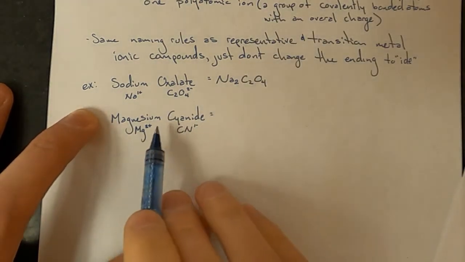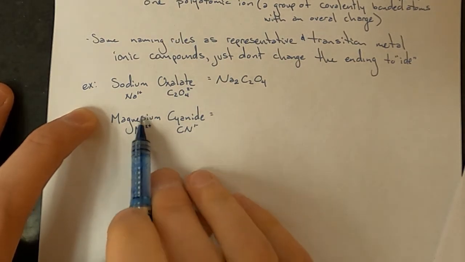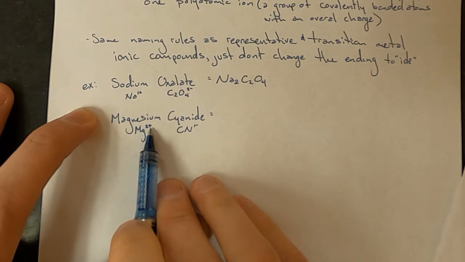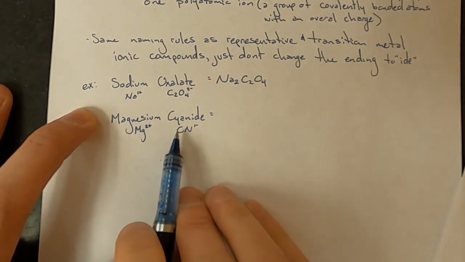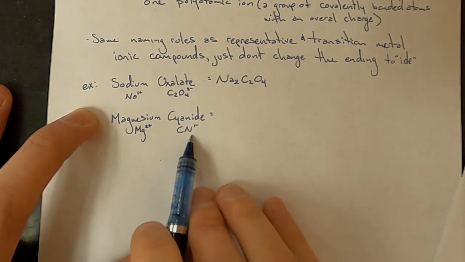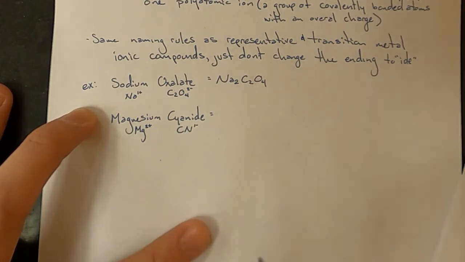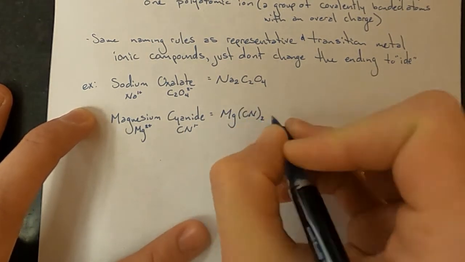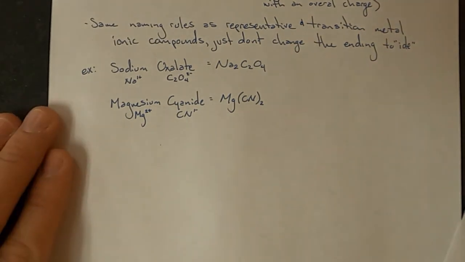And we can see from these that since the charges don't balance, we'll need to have multiples, that for every 1 magnesium, which has a 2+ charge, you would have to have 2 cyanide ions. And if we wanted to put that there are 2 of these, we would need to put the entire polyatomic ion, since it's 2 atoms, in parentheses and put the 2 afterward. Like this.